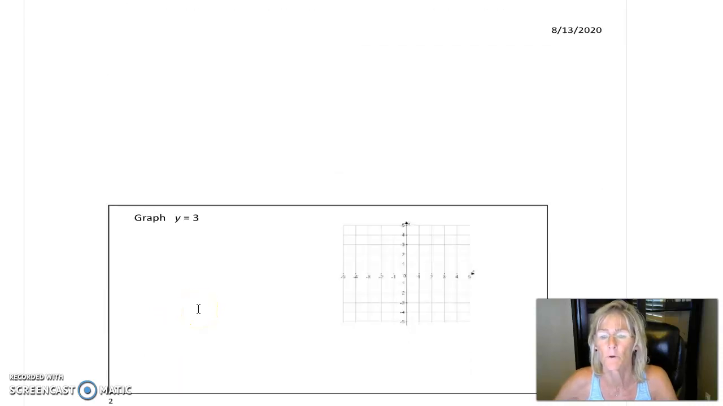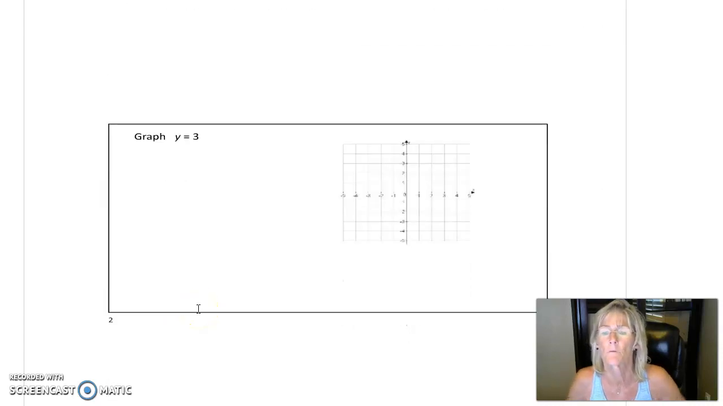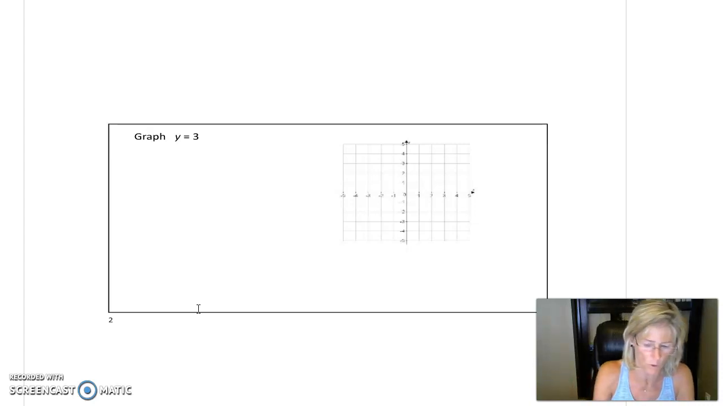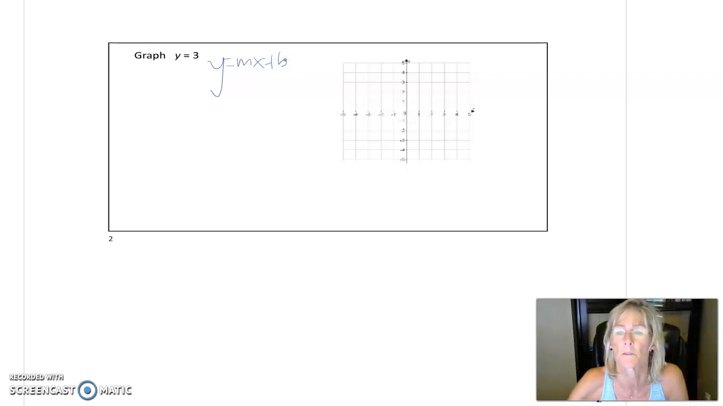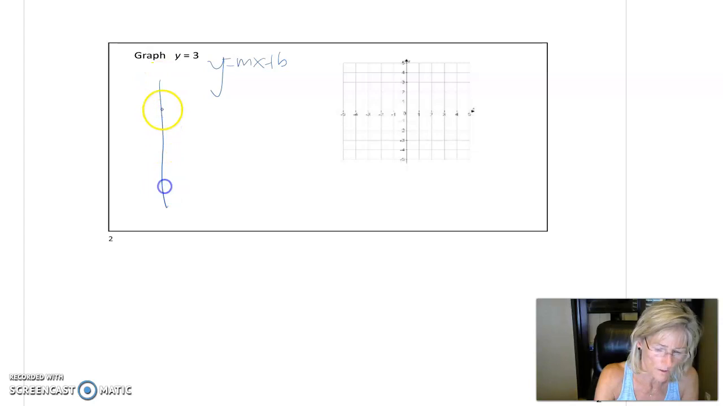So let's review graphing vertical and horizontal lines. Let's look at the first one. It's y equals 3. And you can see there's a lot of stuff missing there, because we're normally used to seeing it in y equals mx plus b form. And you can see there's no x's in there. And so what this says is that on the graph, y always has to be 3.